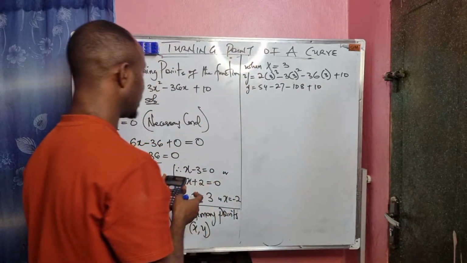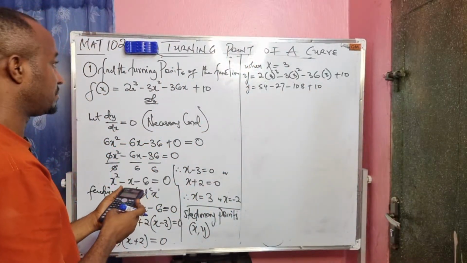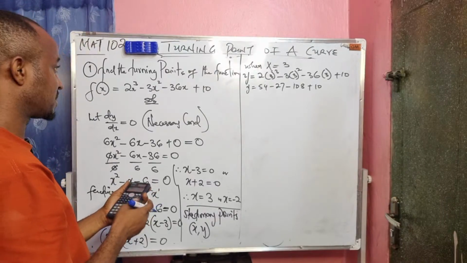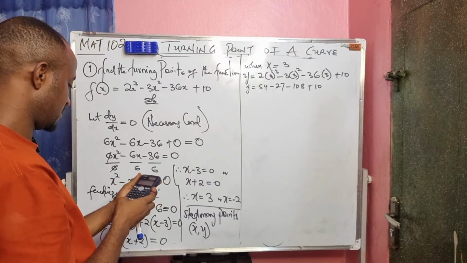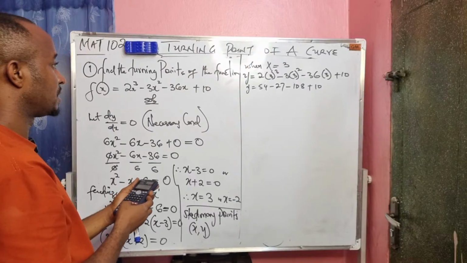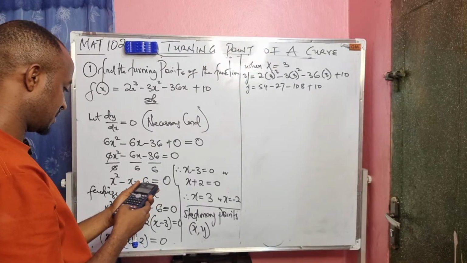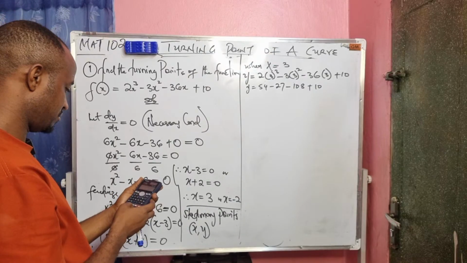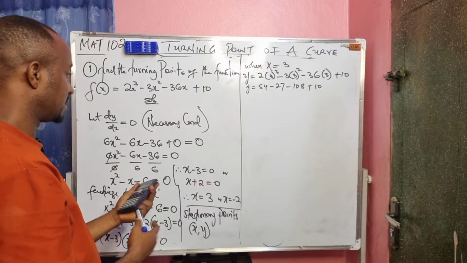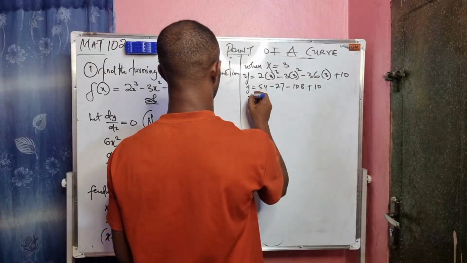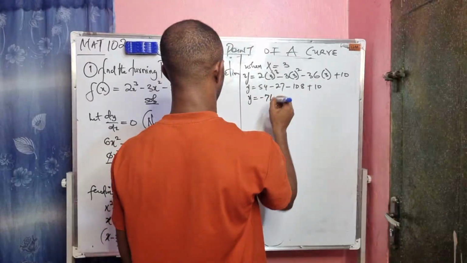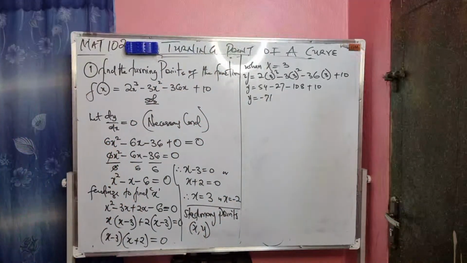Let's add this up. We're going to have 54 minus 27 minus 108 plus 10. Here we have minus 71. Y equals to minus 71. All right, minus 71.